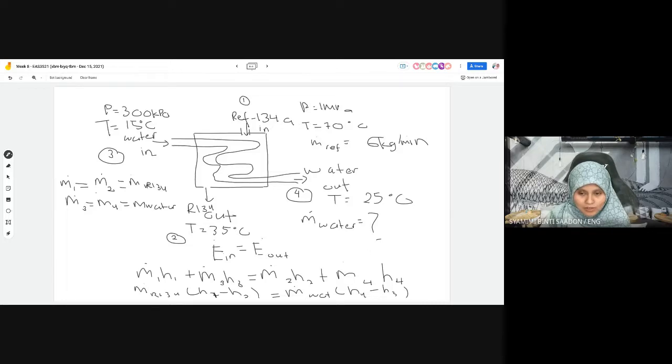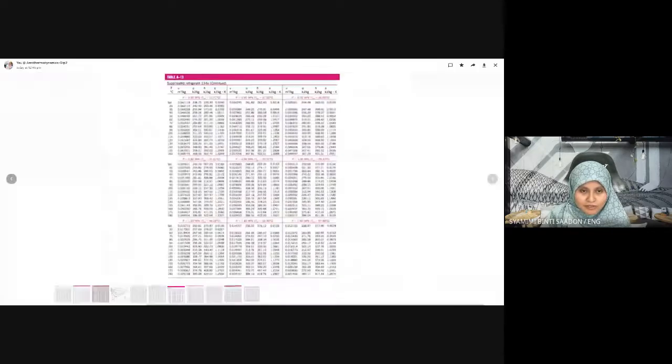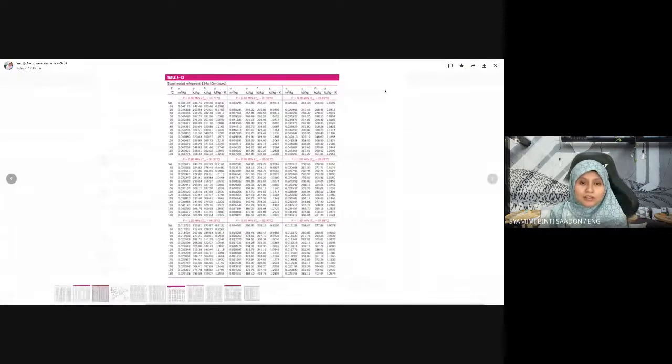So this one, table 13 first. Okay, so the refrigerant just now is being cooled down by the water. So it started from the hotter, warmer temperature side. So we can use this for refrigerant R134A.